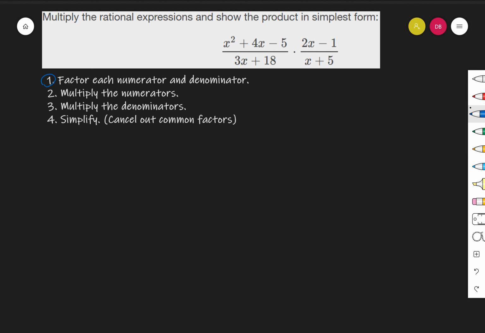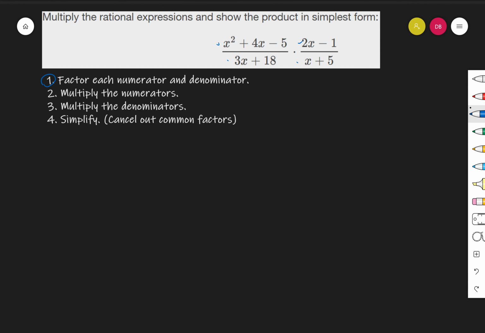So we want to take each numerator and each denominator. There are 4 things here that we're factoring. We've got 2 numerators and 2 denominators. Let's start with the first numerator, x squared plus 4x minus 5, and let's factor it.